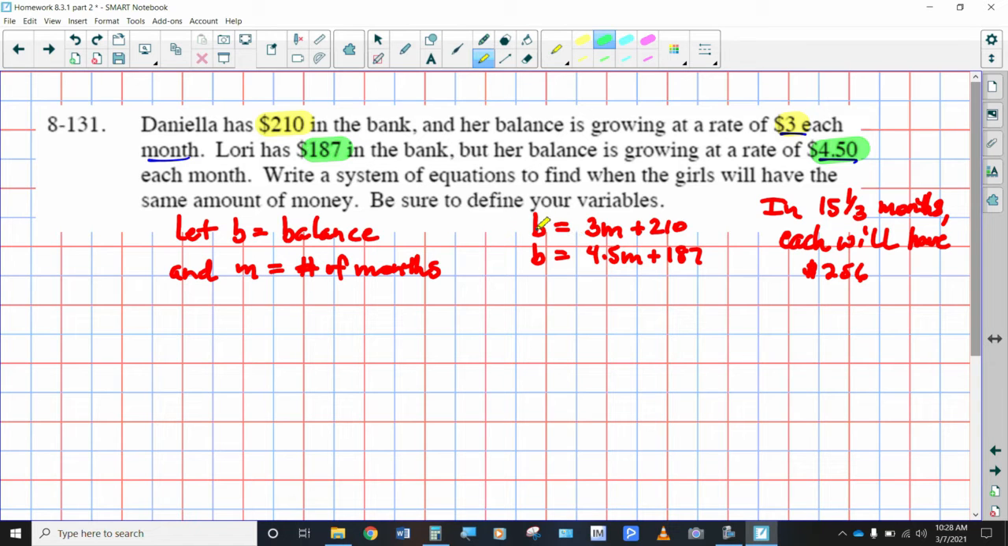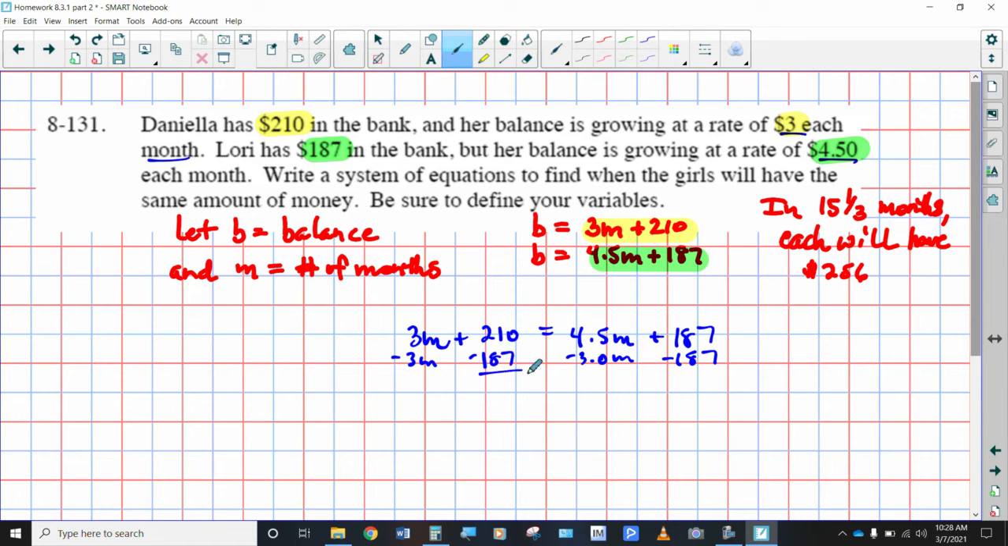So if B represents the bank's balance and M represents the number of months, then if B is equal to this and B is equal to that, then this must be equal to that. So let's go ahead and solve for M. 3M plus 210 has to be equal to 4.5M plus 187. I'm going to subtract 3M from each side, and I'm going to subtract 187 from each side, and you get one-half of a month, or whatever that is. I don't really know if that's the interpretation.